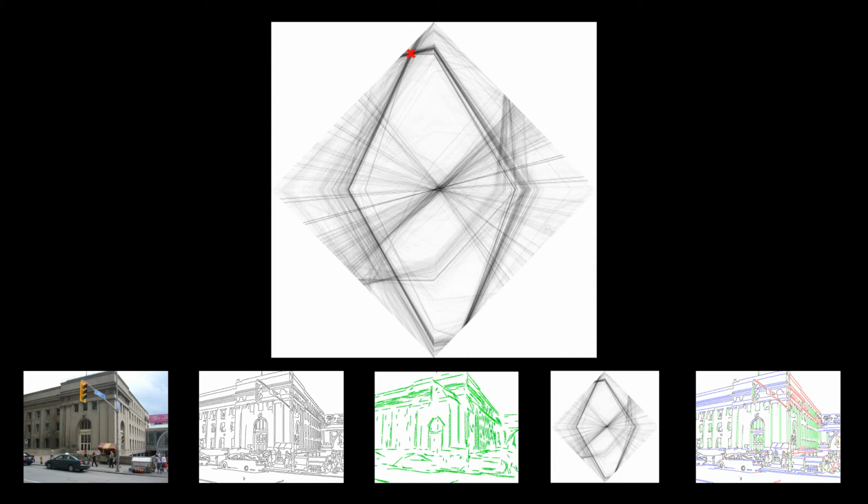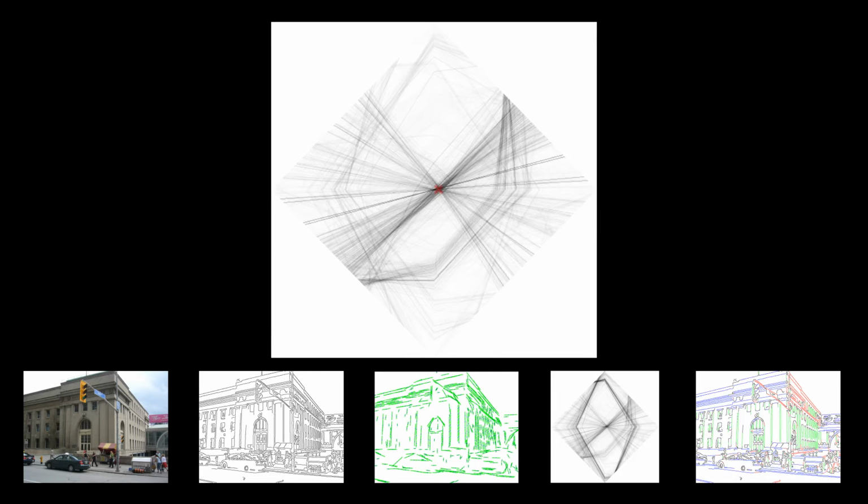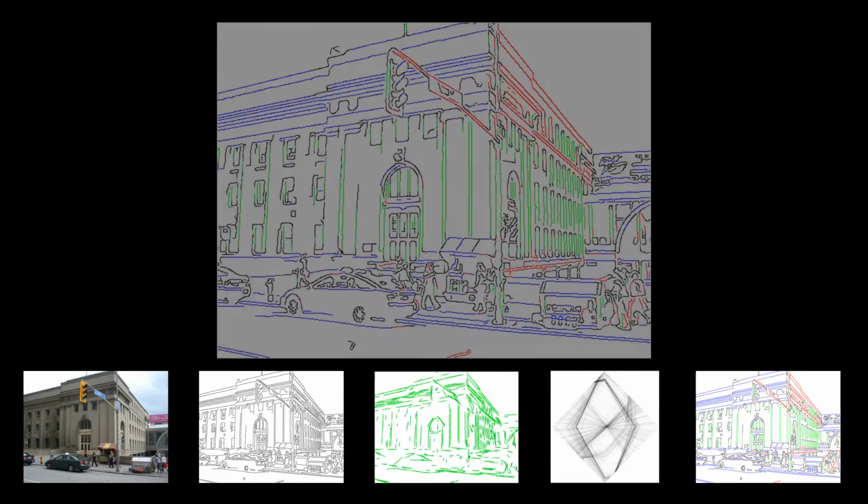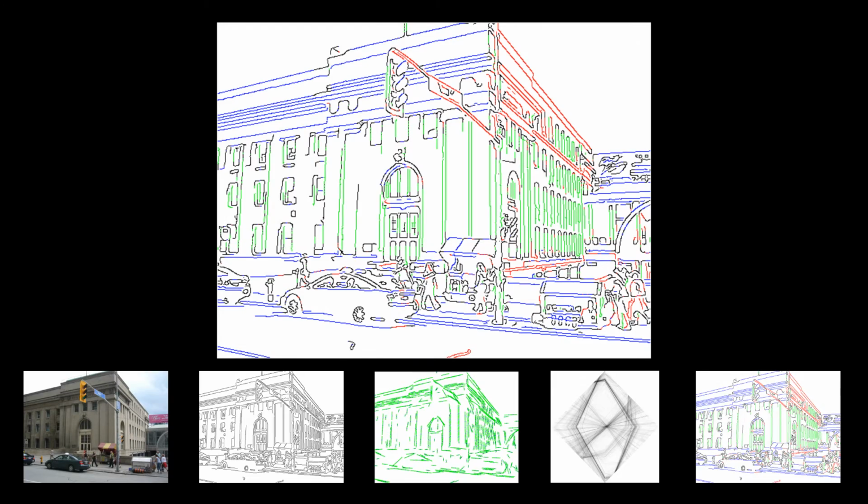The accumulator space is searched for the highest value, corresponding to the vanishing point with the strongest support in the input image. Edgelets contributing to this vanishing point are removed from the accumulator space and the procedure is repeated. Vanishing points found in this way are not necessarily orthogonal.